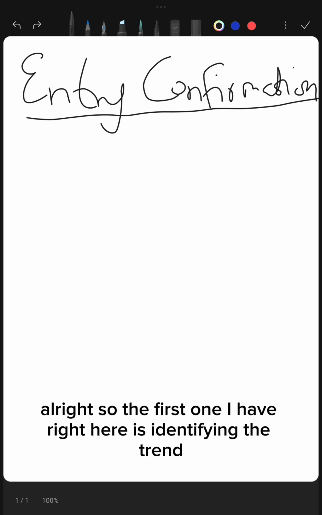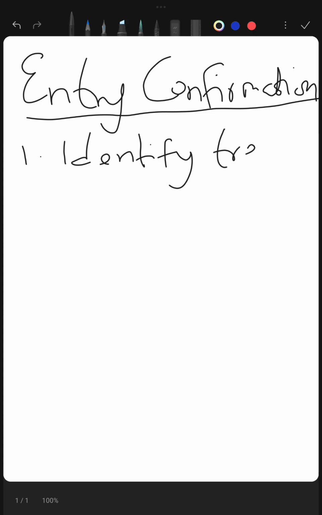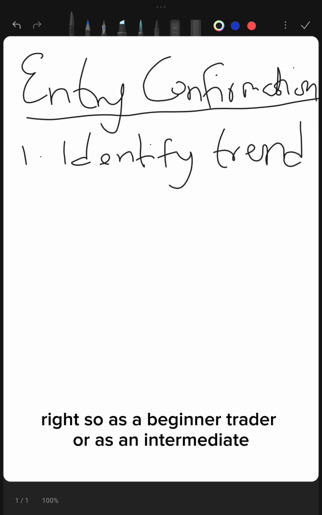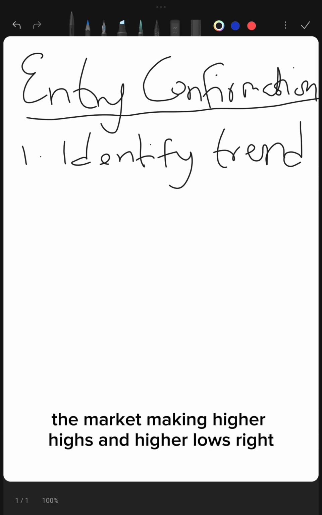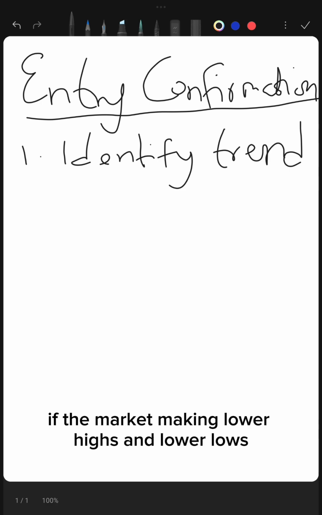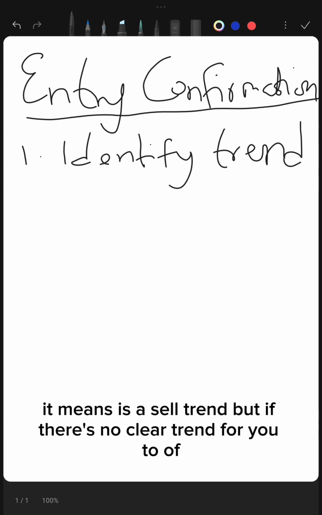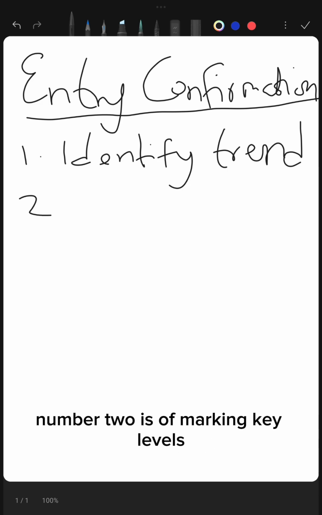The first one I have right here is identifying the trend. As a beginner or intermediate trader, you have to know what the trend is saying. Is the market making higher highs and higher lows? It means it's a buy trend. If the market is making lower highs and lower lows, it means it's a sell trend. But if there's no clear trend for you to identify in the market, then it's best to stay out. Very important.